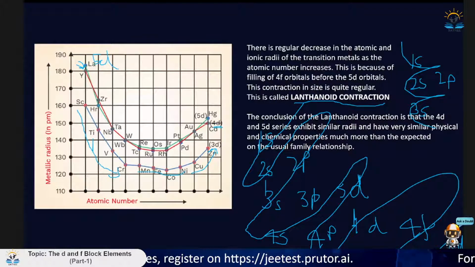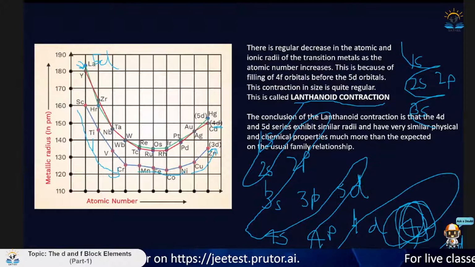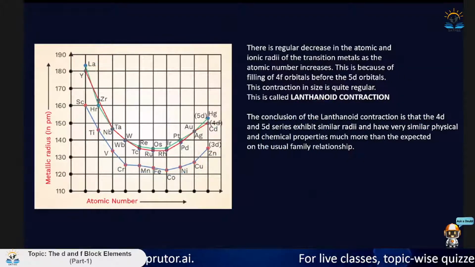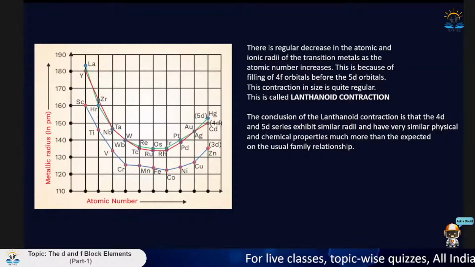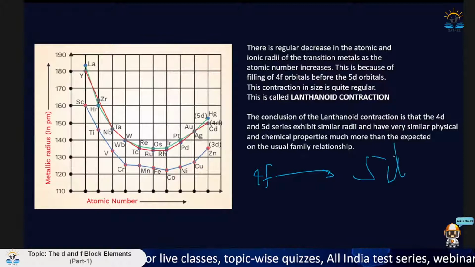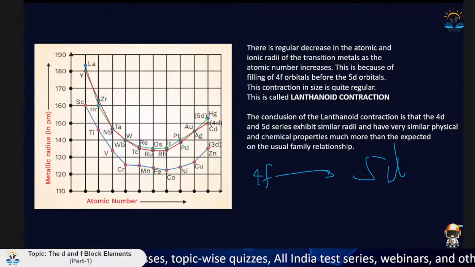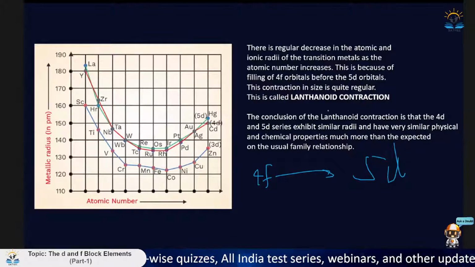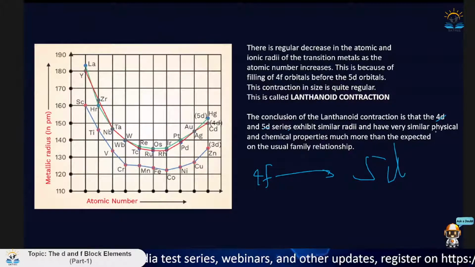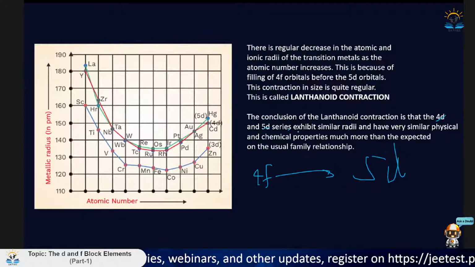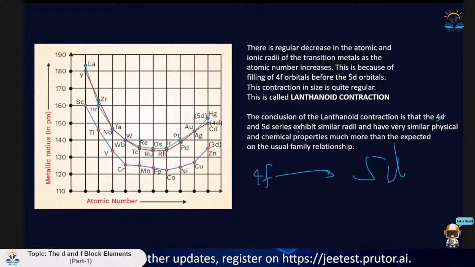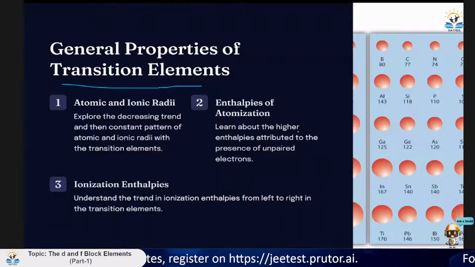When we come over here, we are actually filling the 4f first, and then going on to 5d. And this right here is the reason for them having similar atomic or metallic radii, because our 4f orbitals are filled before our 5d orbitals. This creates a contraction in size. This thing is called lanthanoid contraction. That is why we see the 4d and the 5d series exhibit similar radii. And because they have the same atomic radius, they show similar physical and chemical properties also.